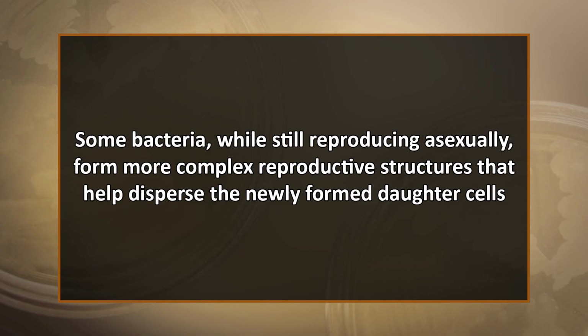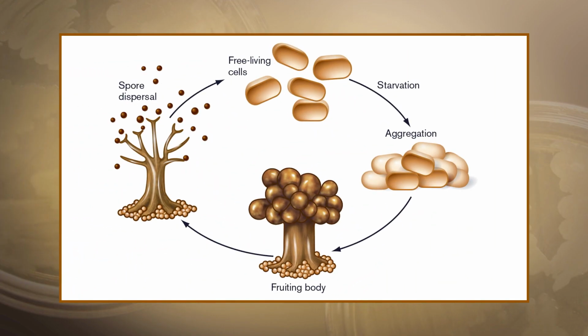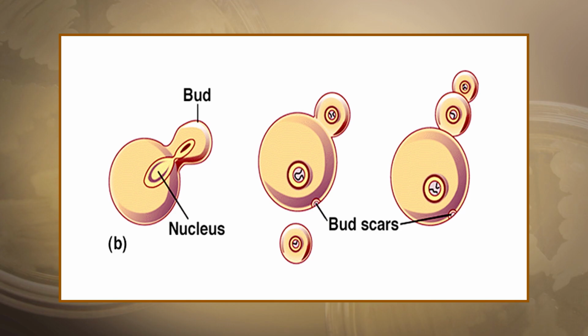Some bacteria, while still reproducing asexually, form more complex reproductive structures that help disperse the newly formed daughter cells. Examples include fruiting body formation by myxobacteria and aerial hyphae formation by streptomyces, or by budding. Budding involves a cell forming a protrusion that breaks away and produces a daughter cell.